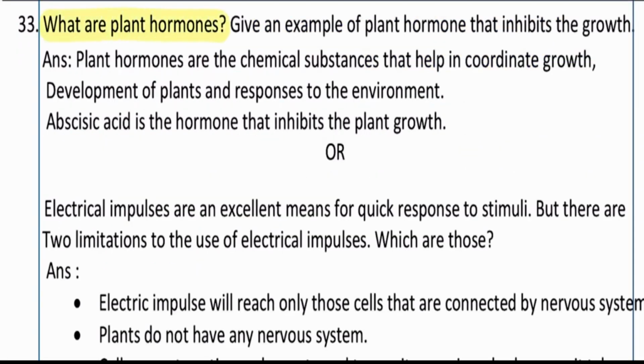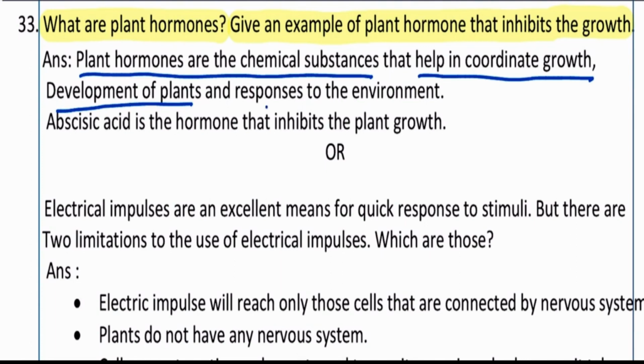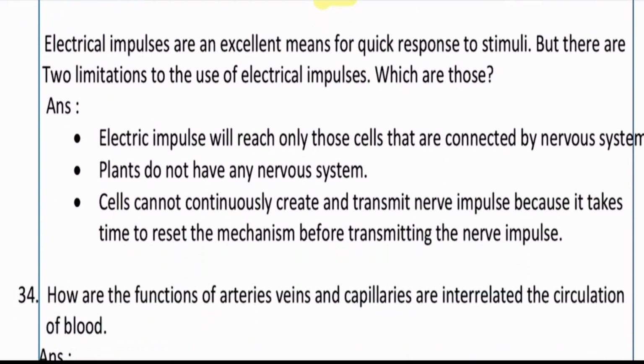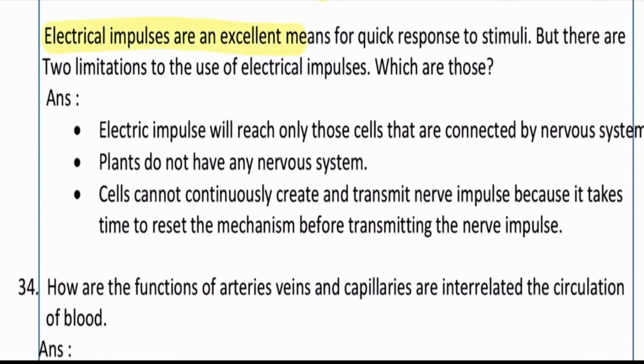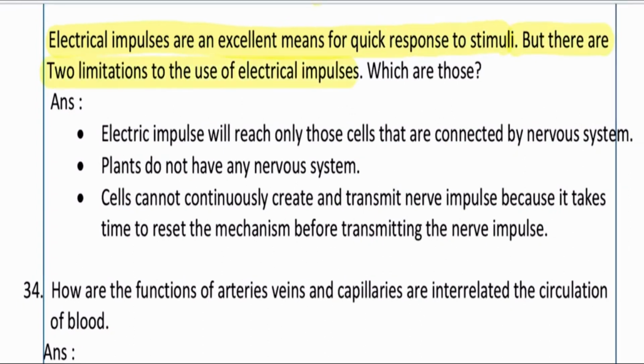What are plant hormones? Give an example of plant hormone that inhibits the growth. Plant hormones are the chemical substances that help in coordinating growth, development of plants and response to the environment. Like we have hormones, plants also have hormones. For example, the hormone that inhibits growth is known as abscisic acid. Or there is another question. Electric impulses are an excellent means for quick response to stimuli, but there are two limitations to using electrical impulses. Which are those? Here are three, you can write any two.